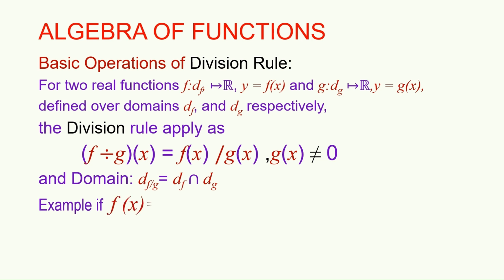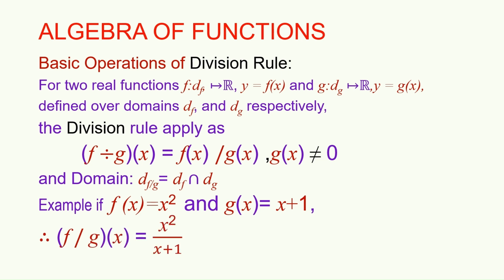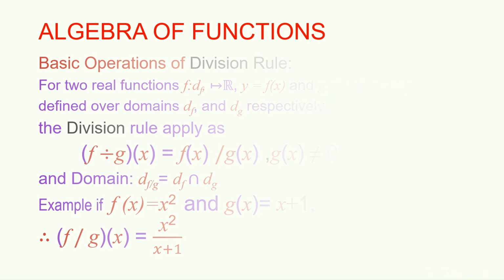Example: if f(x) equals x squared and g(x) equals x plus 1. Therefore, f divided by g of x equals x squared divided by x plus 1.